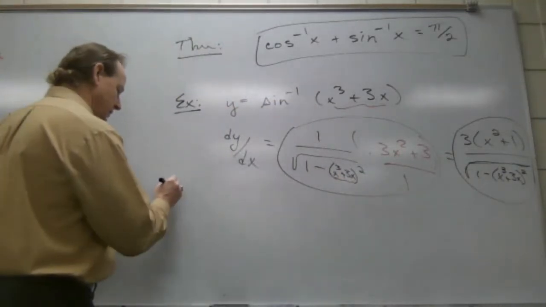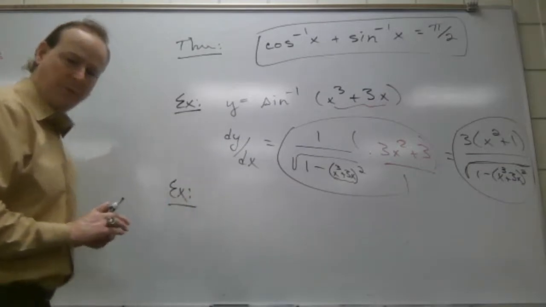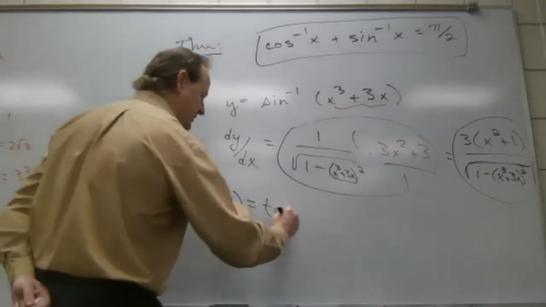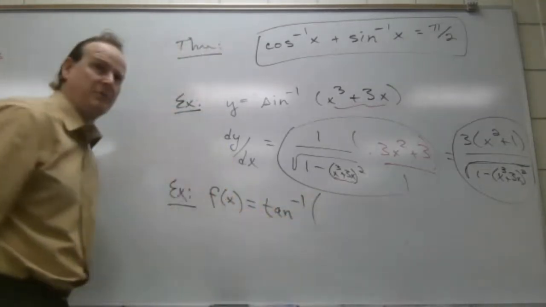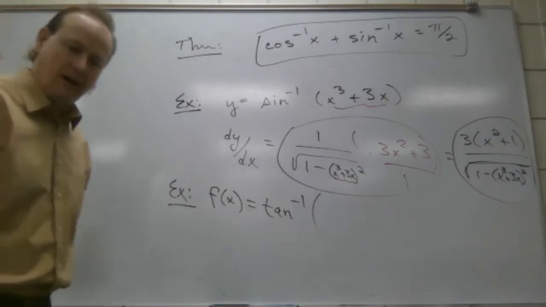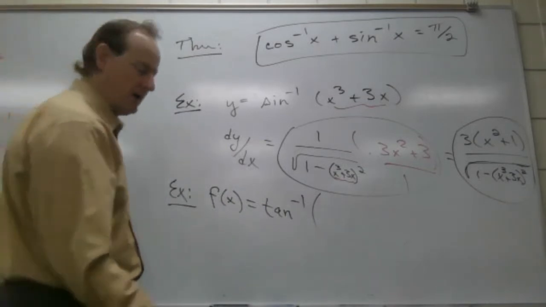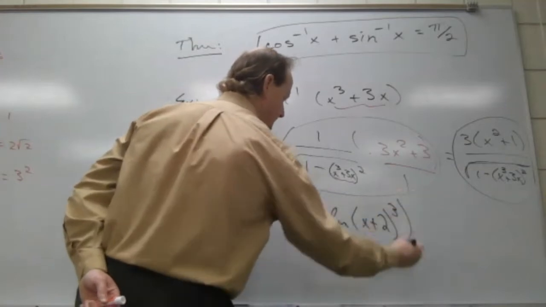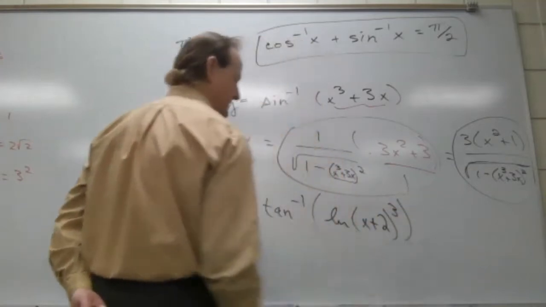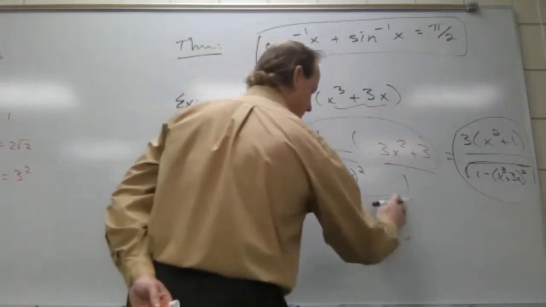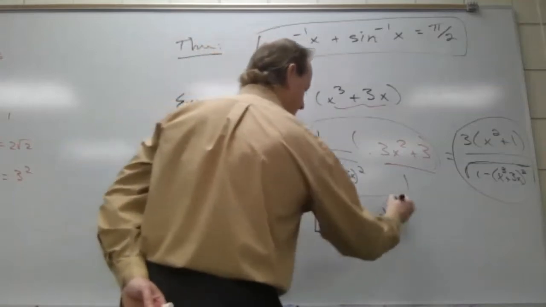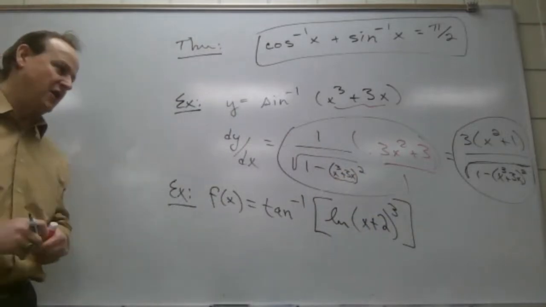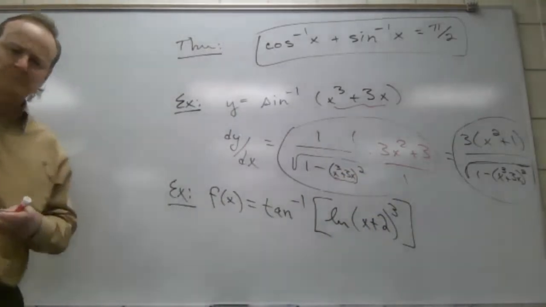That'd be an example. You want to do one more derivative that's maybe a little bit more involved, just for fun? If I have f of x equals arctangent of, and you've got to be careful how it's written, the natural log of x plus 2 quantity cubed. Instead of having 2 parentheses competing against each other, I might make that a bracket. So the arctangent of the bracket, and inside the bracket I've got the natural log of x plus 2 quantity cubed.